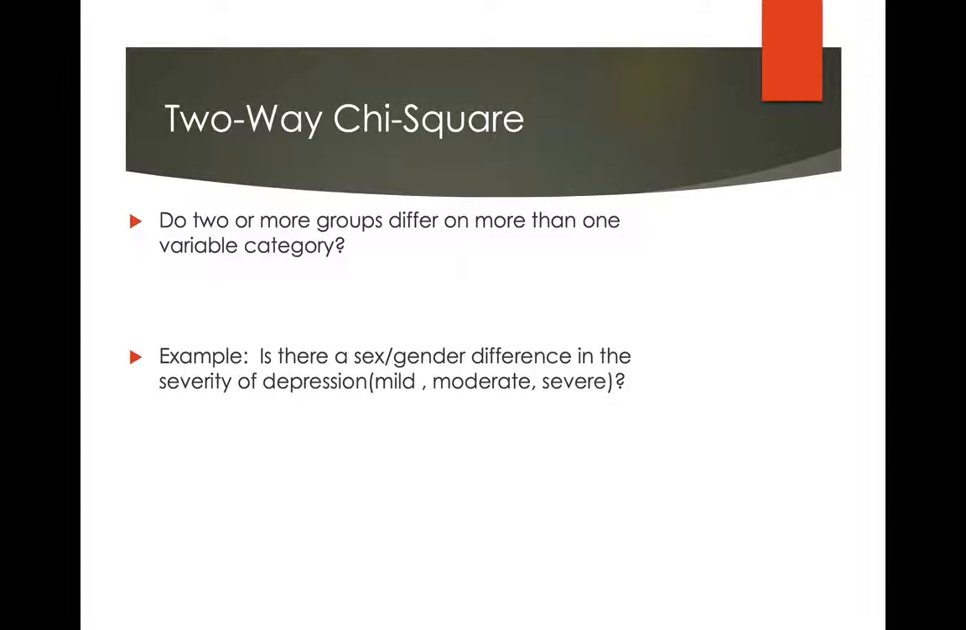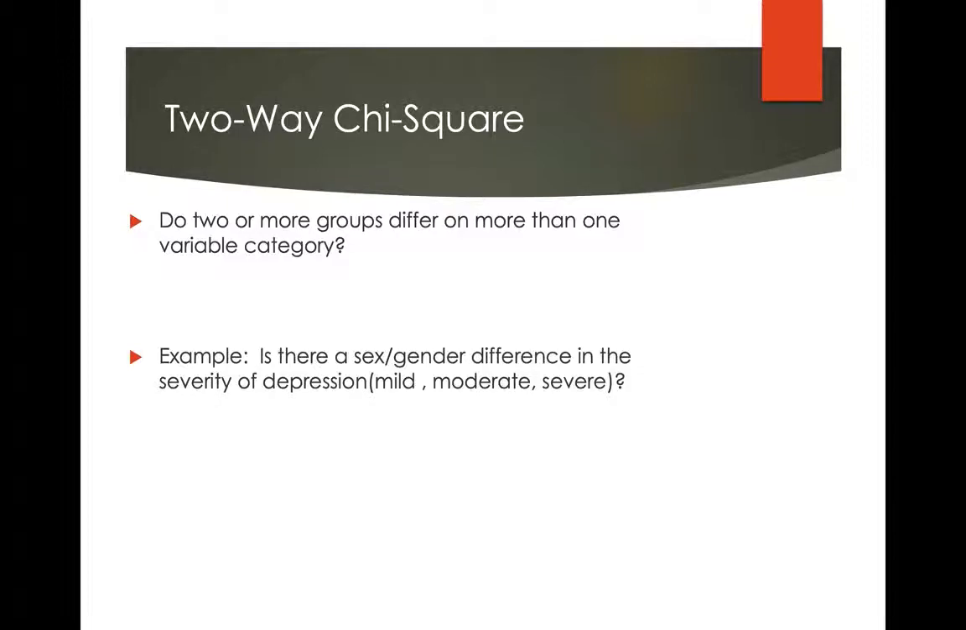So the big question that I want you to bear in mind is, why do we do a two-way versus a one-way chi-square test? And that's simply because in the two-way chi-square test, we are looking to see if two or more groups differ on more than one variable category. If you recall, in the one-way chi-square, we were looking to see if two or more groups differ on one variable category. But in the two-way, we're looking to see how these groups differ on more than one variable category.